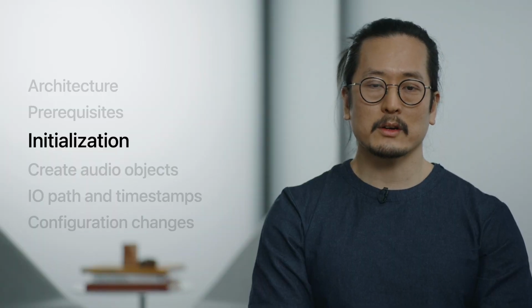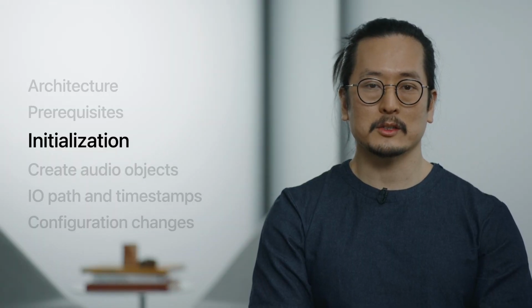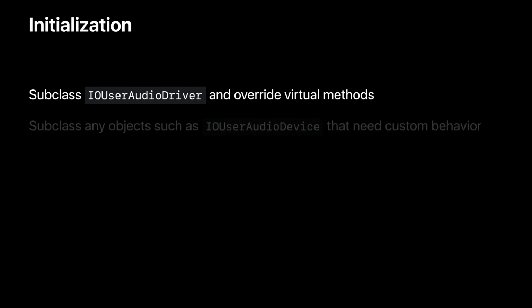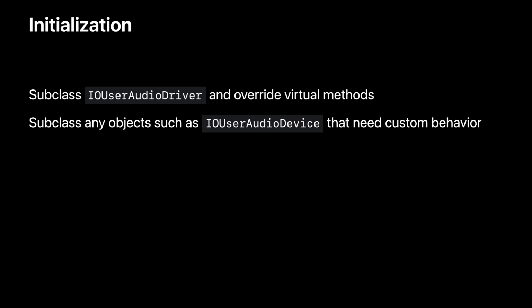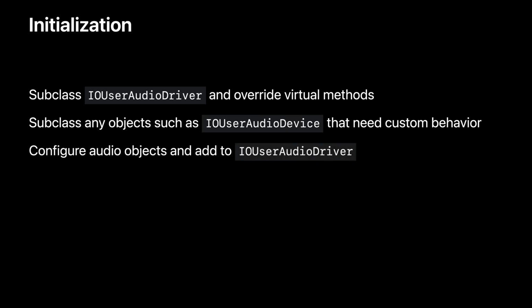Next, let's talk about configuration and initialization. The first step to configuring an audio DEXT is to subclass IO user audio driver and override the virtual methods. IO user audio driver is a subclass of IO service. Subclass any IO user audio objects that are needed to implement custom behavior. Then configure and add them to IO user audio driver. The diagram shows an overview of IO user audio objects you will be creating.